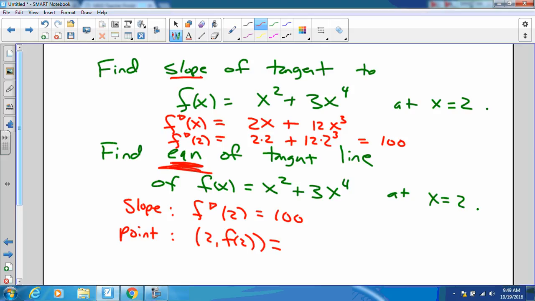Does everybody see the distinction that we've got going on here? And f of 2 is found by plugging in: 2 squared is 4, plus 3 times 2 to the 4th. 2 to the 4th is 16, times 3 is 48, plus 4 is 52.